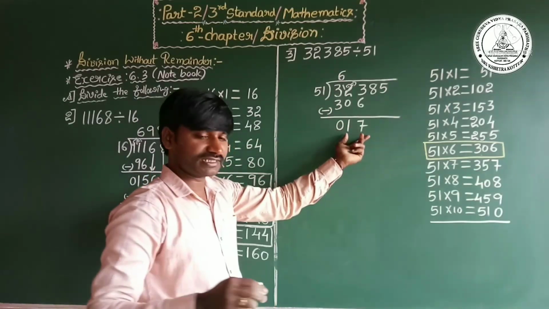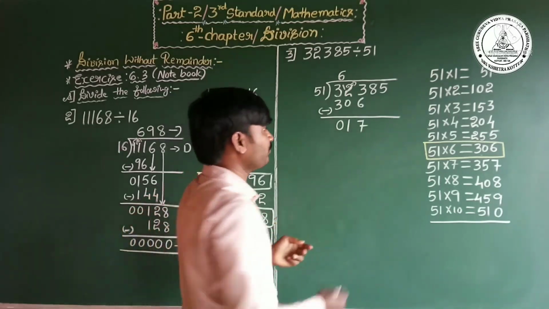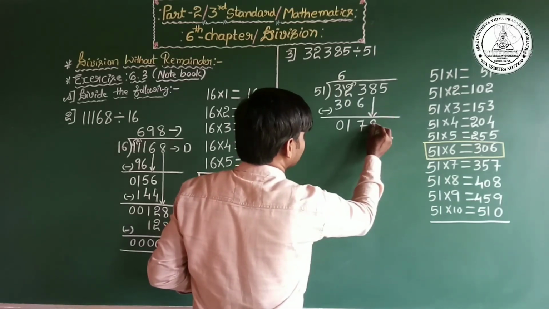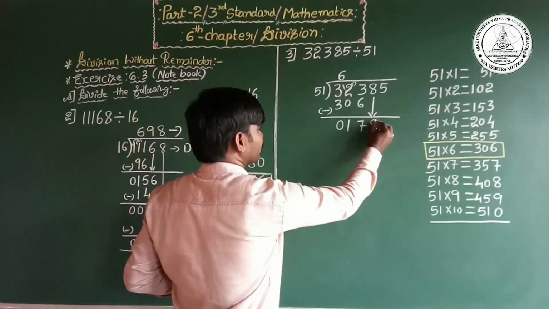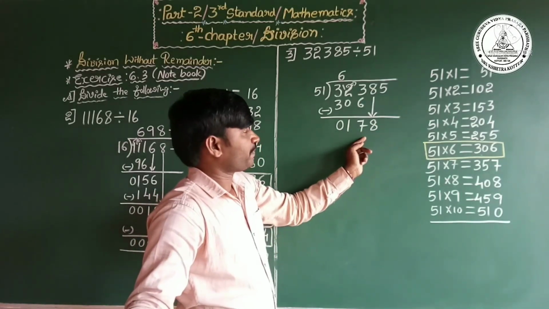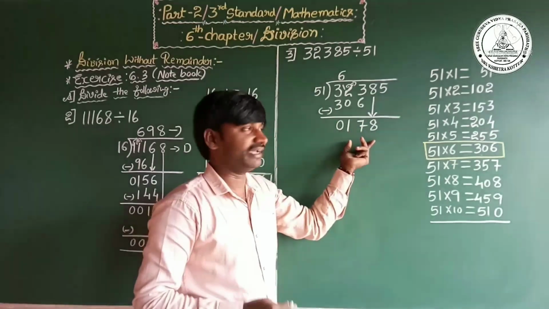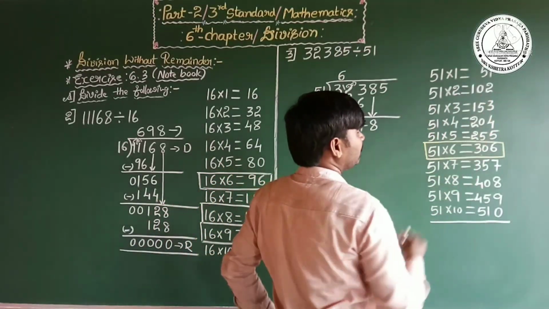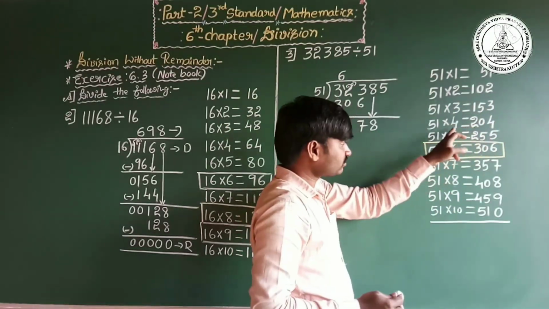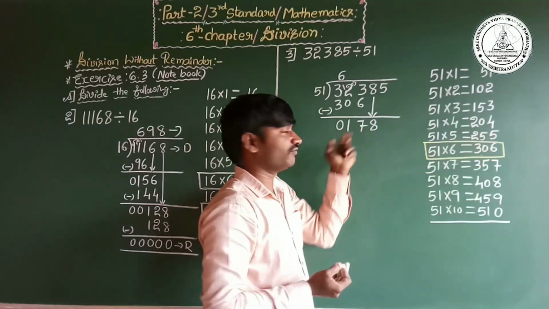51, compare this, this is the new dividend. Compare 51 and 17, very small. So you bring down the next digit, which is 8. Yes, dear student, the new dividend is 178. So you observe the table, 51 how much of 178. Compare the numbers, which is the very nearest number. 51 2s is 102, 51 3s is 153, 51 4s is 204. So 204 is very great compared to 178.